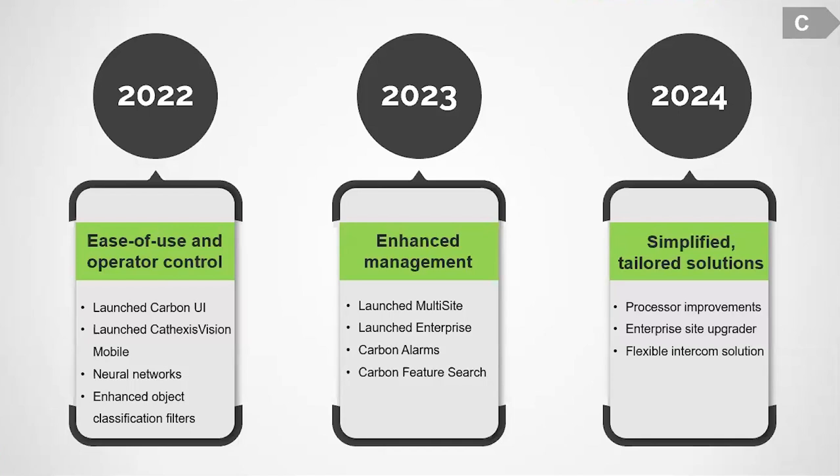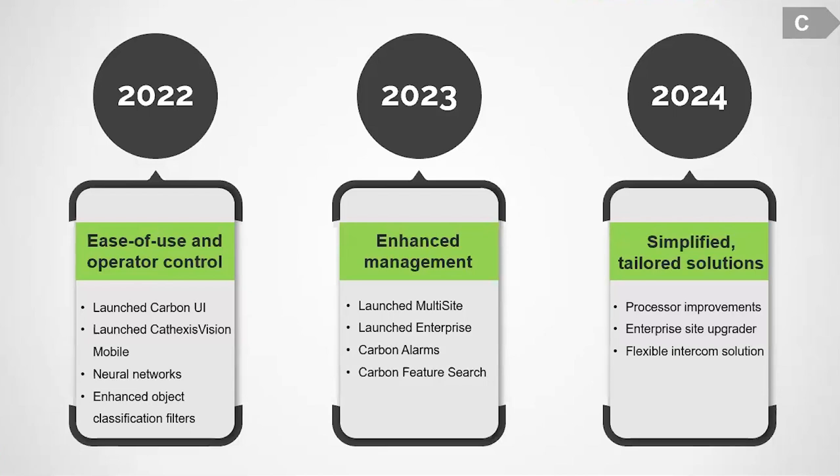When it came to 2023, we launched multi-site. We launched enterprise. We introduced carbon alarms. We introduced the carbon feature search function. As of 2024, we had major processor improvements, again the performance cores, the efficiency cores, all of those things. In 2024, we introduced something called the Enterprise Site Upgrader. The Site Upgrader allows you to upgrade software on your many different sites from a central location without you having to go to site or anything like that.